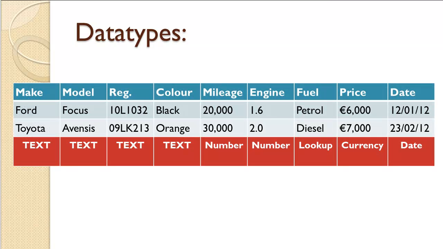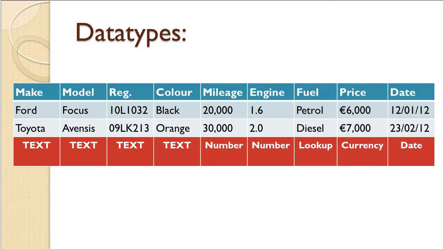Let's look at some common data types. I'm using the example of a car database once more. You'll see that the field called make has a text data type because it's used to store text. The words Ford, Toyota, they're all pieces of text. Same with the model. I'm typing text, Focus, Avensis, etc. Now the registration number is a mix of numbers and text, but unless it's only numbers, you must make that text. For instance, a mobile phone number would also have to be a text field because it begins with a 0.